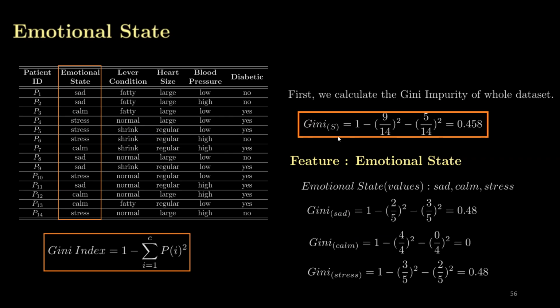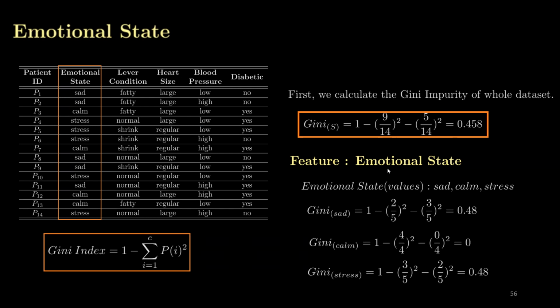Okay, how to find the Gini index of the whole data set? In the whole data set, we have 14 samples, out of which 9 belong to class yes and 5 belong to class no. So this is the probability of yes. This is the probability of no. According to the equation, I have to square them and subtract it from 1. So I will get this value. This is the Gini impurity of the whole data set.